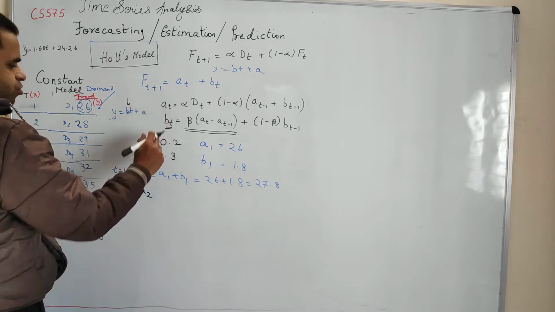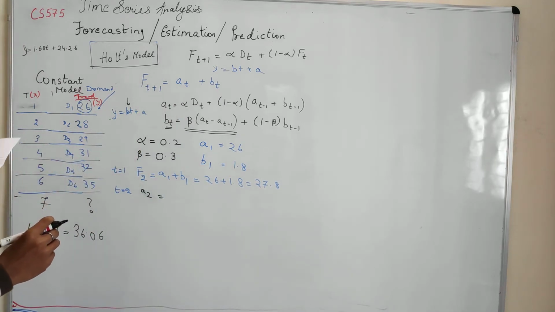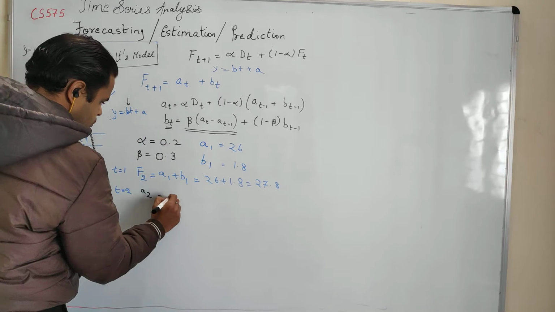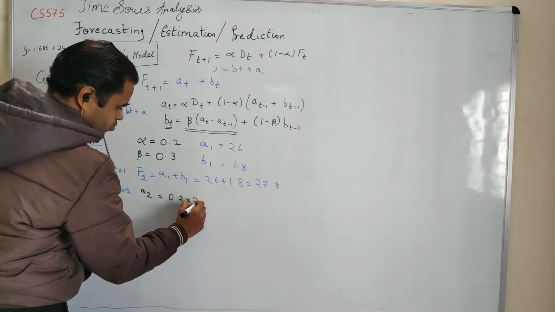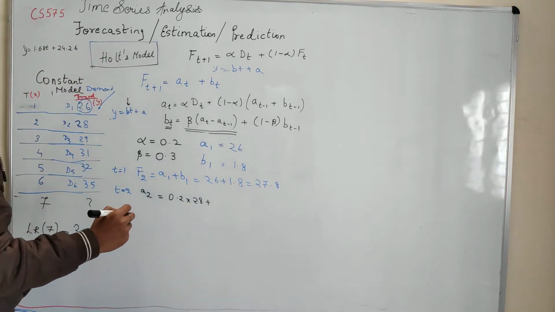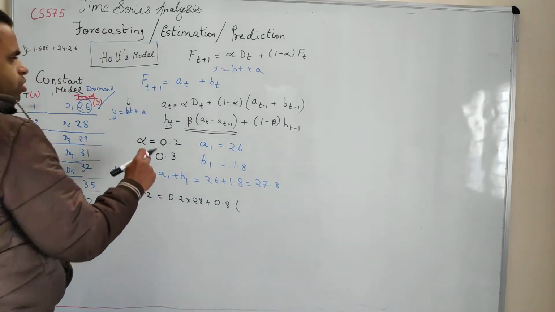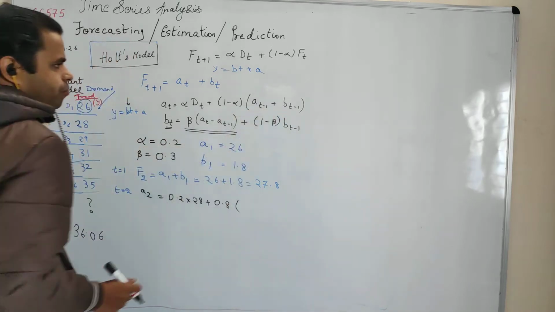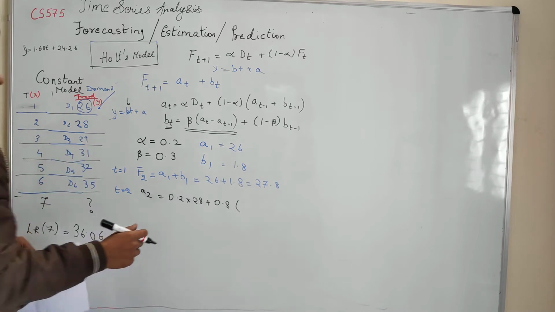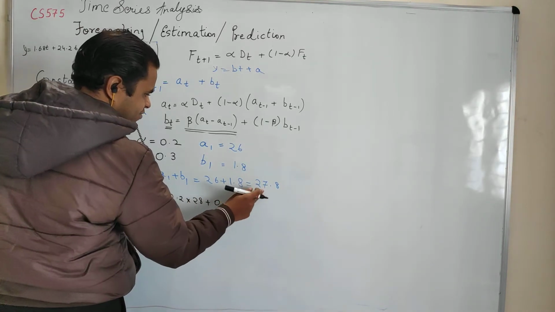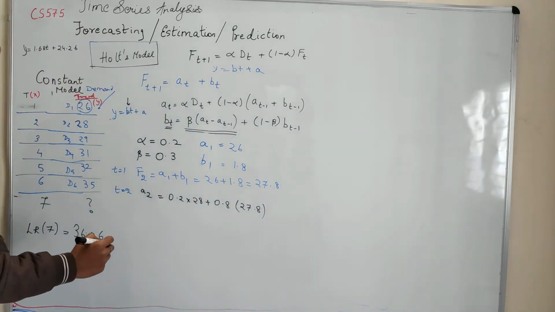When I put t equal to 2, this becomes alpha into d2. Alpha is 0.2 multiplied by d2. What is d2? d2 is 28, plus 1 minus alpha, which is 1 minus 0.2, which is 0.8, into a1 plus b1, where t minus 1 is 2 minus 1, that is 1. So a1 plus b1 is nothing but this value, which is 27.8.